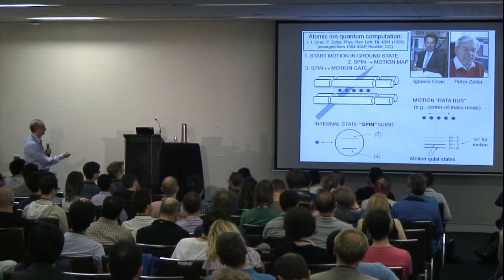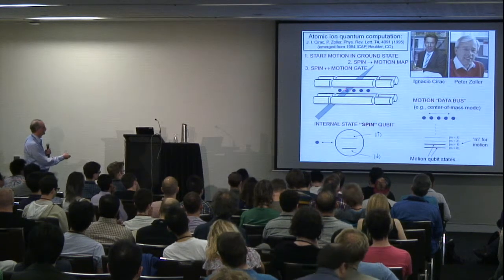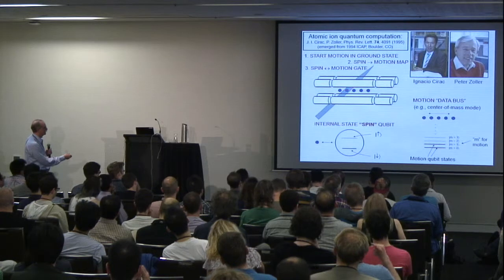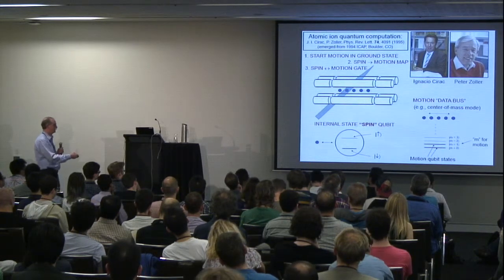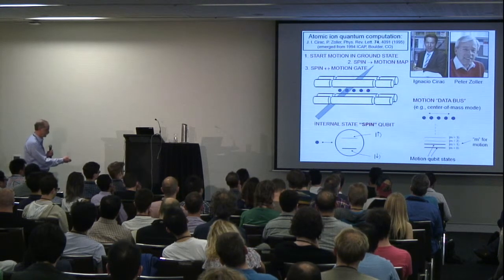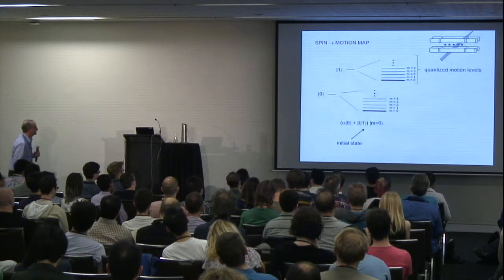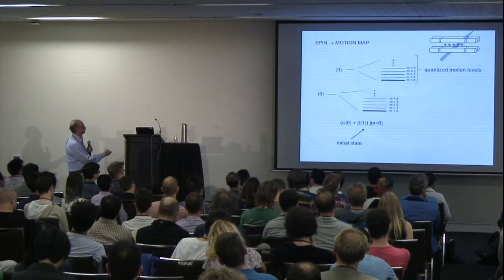So, if we can somehow make a quantum gate, a two-bit gate, between this motion qubit and the internal state of this ion, then basically we've made a gate between the two selected ions. And then the final thing we do is we unmap the quantum state and put it back into this ion.